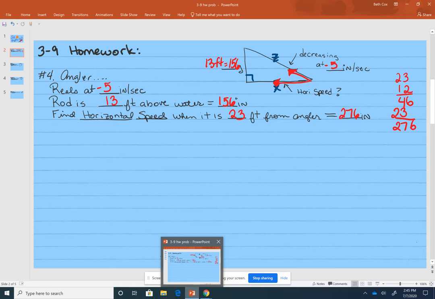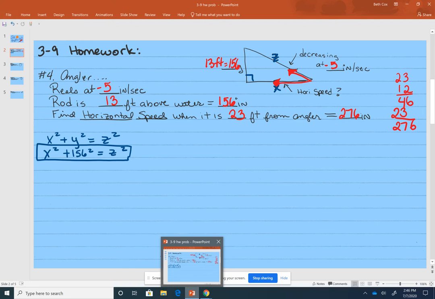Technically I use the Pythagorean theorem, which would say that x squared plus y squared is equal to z squared. But in this problem, y is constant. It is going to be 156 no matter what. And so this is the equation that goes in your first blank. This is an equation using x and z, and it's in inches. So that's the first one.